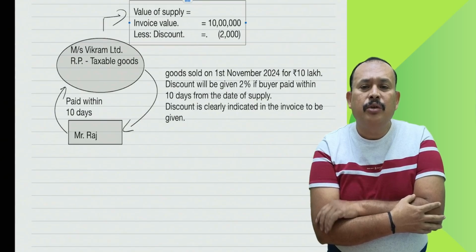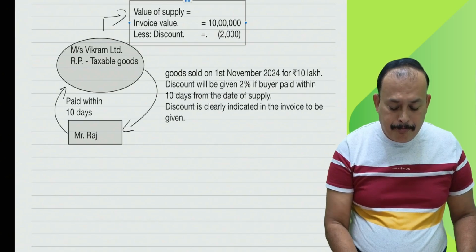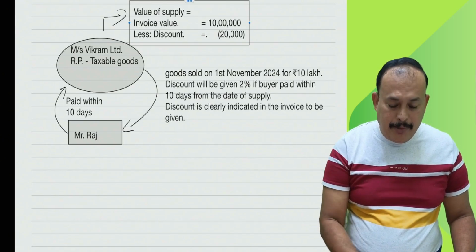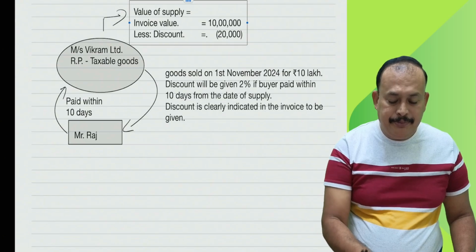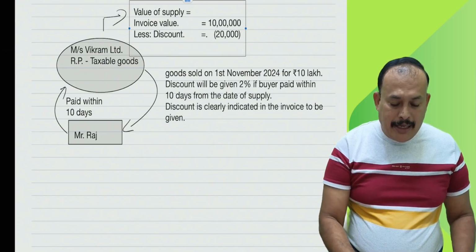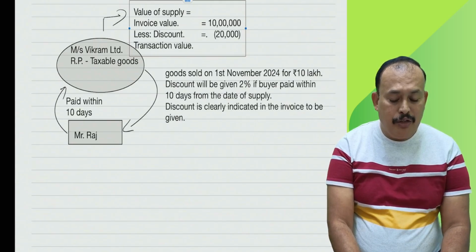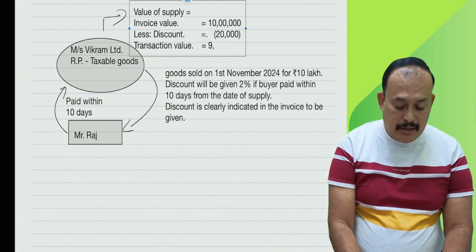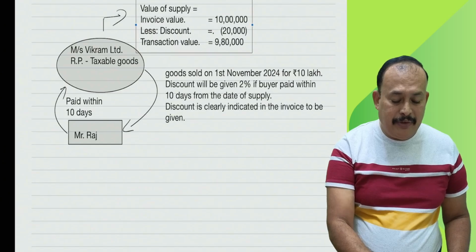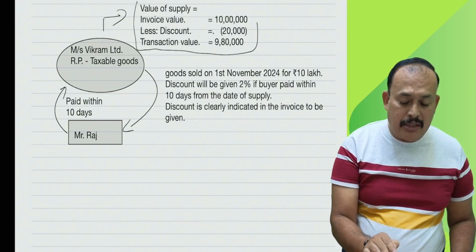20,000 comes, na? 2% discount, 20,000. Correct, Raja? Tell me. 2% discount is correct. Recheck and tell me, okay? Then the transaction value, the value subject to GST, on what value? On 9,80,000. I am just presenting in front of you without having a calculator. Please recheck, and if any doubts are there, tell me.